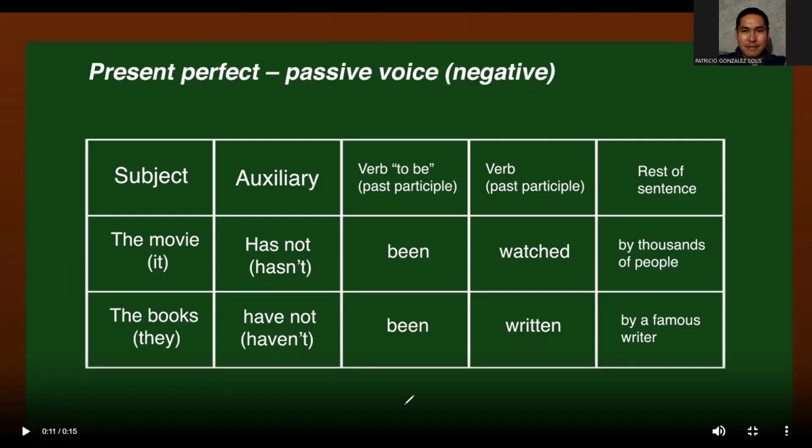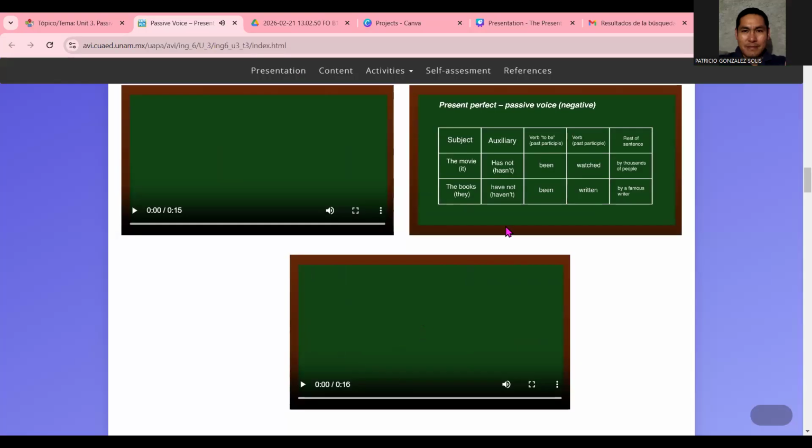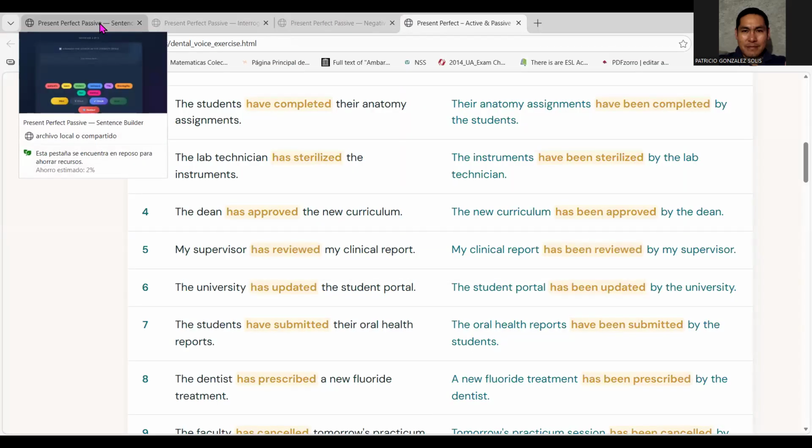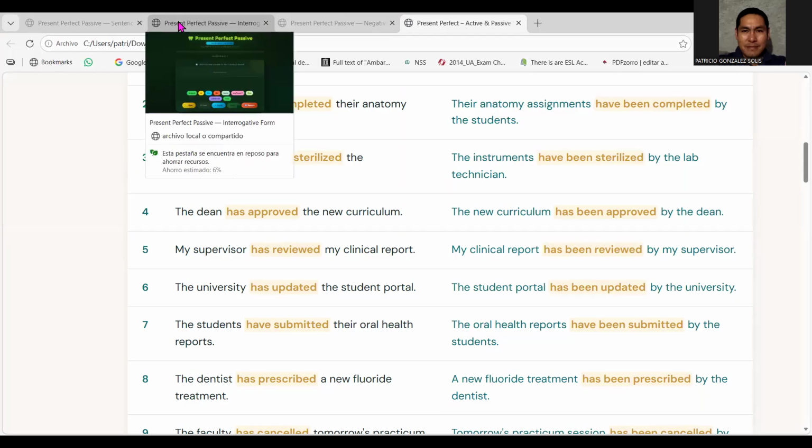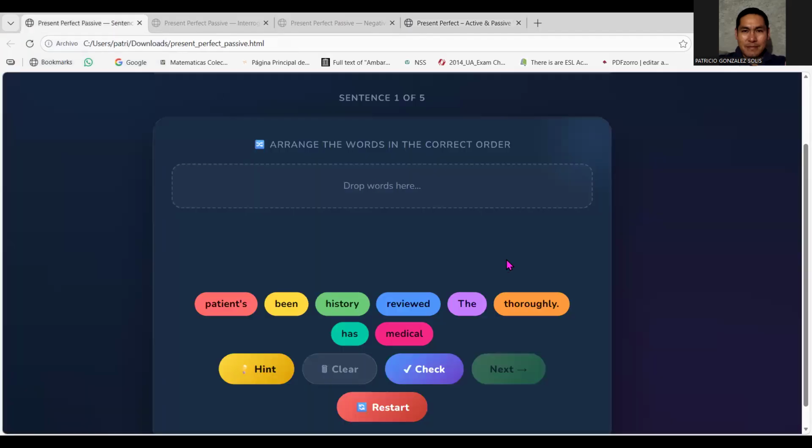So, let's reinforce the structure with practice. Right here. First, it is affirmative. Yes, affirmative sentences. Okay.